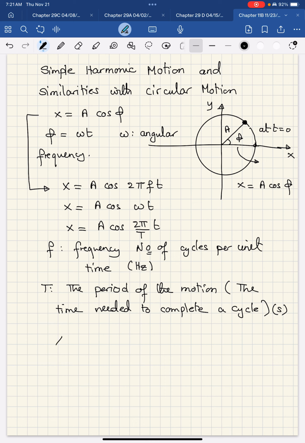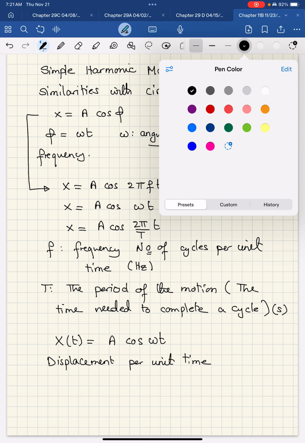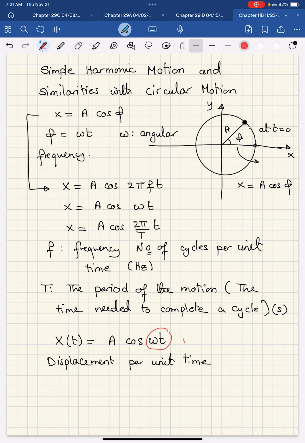Anytime, we are going to choose just one form of it to describe the displacement. X is describing displacement per unit time. Now this here, let me use another color. This one should be in radians. Then you're going to change the calculator into radians.